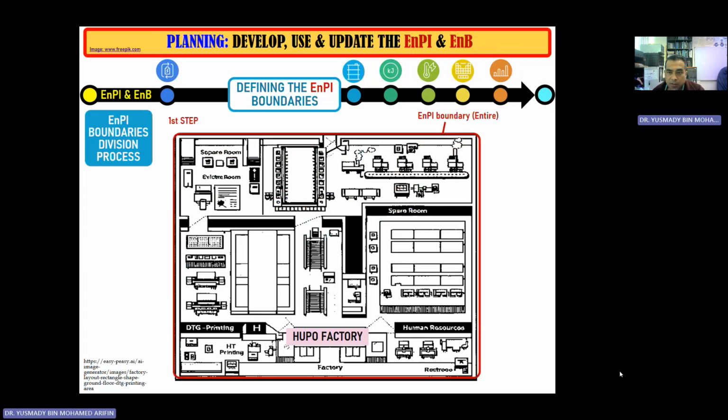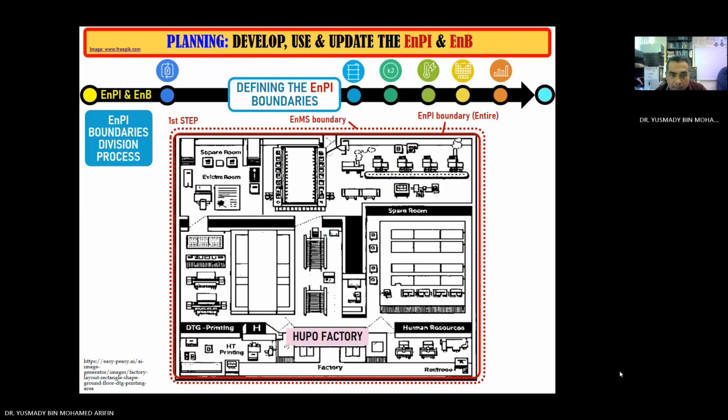First step, we need to identify the entire boundary that we need to implement the energy management system. For this case, we consider the whole Hupo factory. And then we need to identify all the facilities involved in the entire boundary.